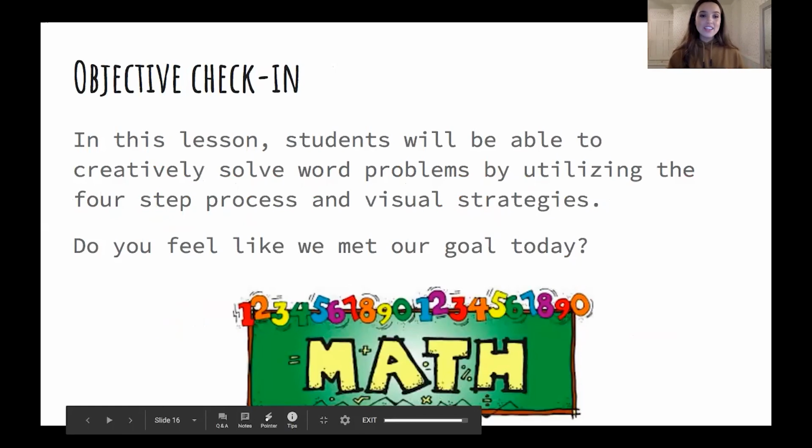So at the very end of this lesson, I just like to do a little check-in with our objective. This was our objective today. I'm going to read it one more time. In this lesson, students, and by students, I mean you, will be able to creatively solve word problems by utilizing the 4-step process and visual strategies. Do you guys feel like we met our goal today? I don't know about you, but I sure feel like we met our goal. Awesome. Okay.